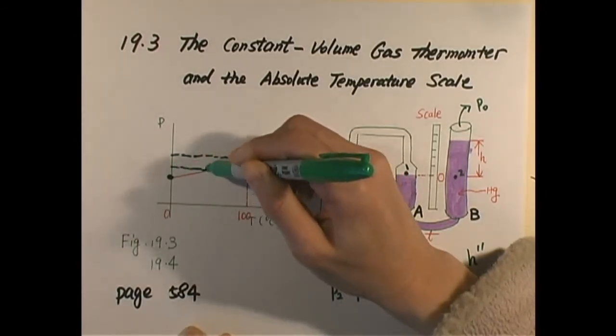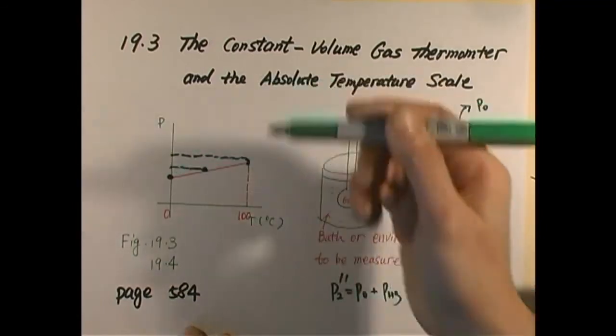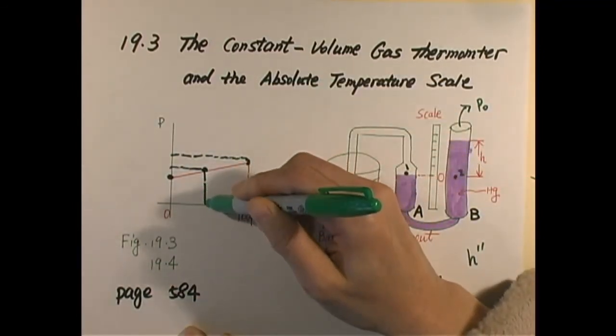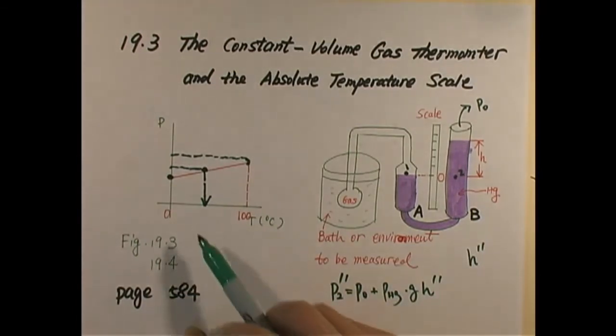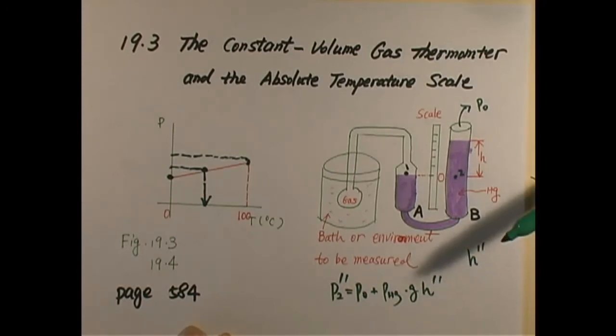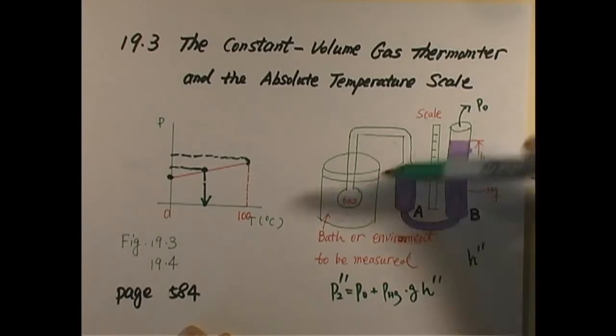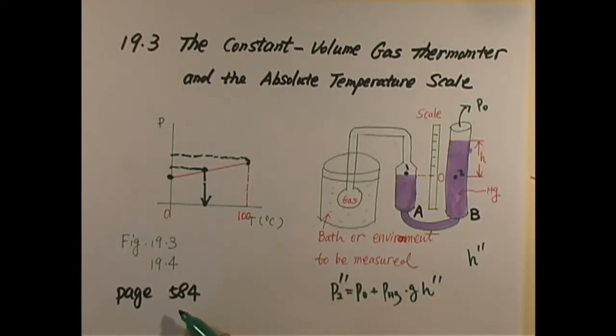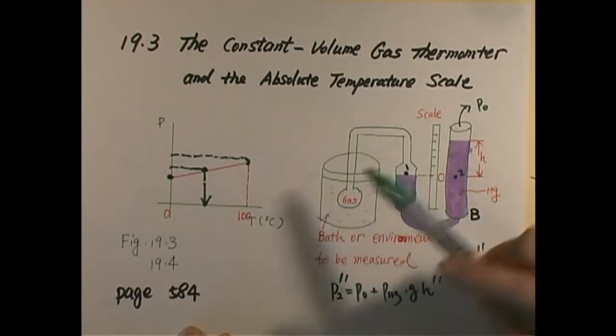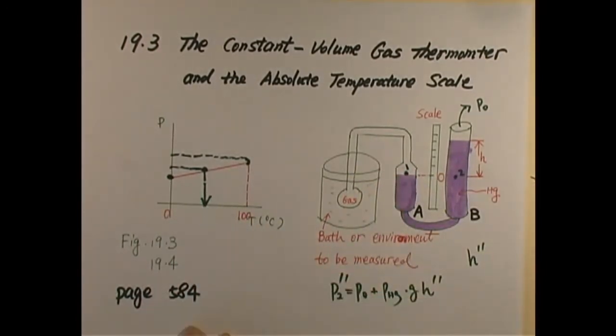So I can go to the curve and say, now the pressure is this much, and I want to know what is the temperature of that warm water. From the scale, if we make it linear, we can find the temperature of that warm water. So this is a very original thermometer. It's called a constant volume gas thermometer. The picture of the constant volume gas thermometer is on page 580 of your textbook, and figure 19.3 is this one, figure 19.4 is the other one.